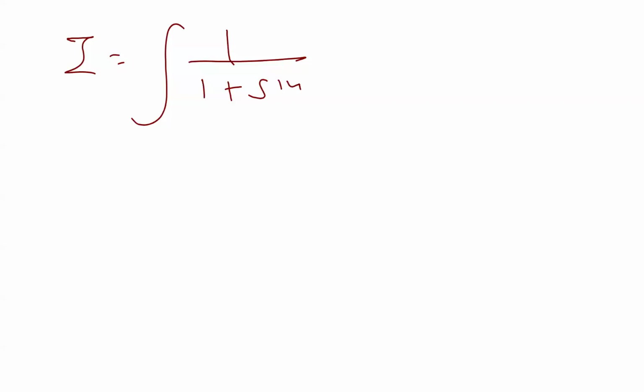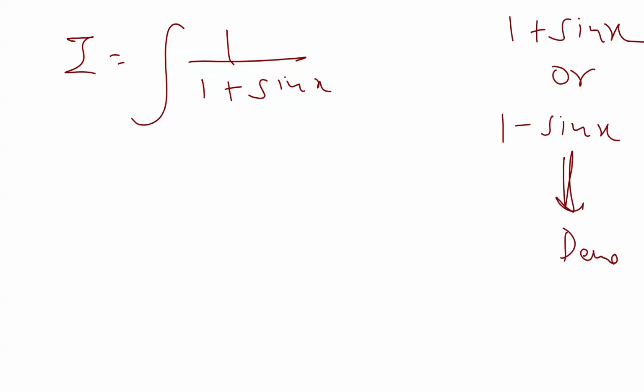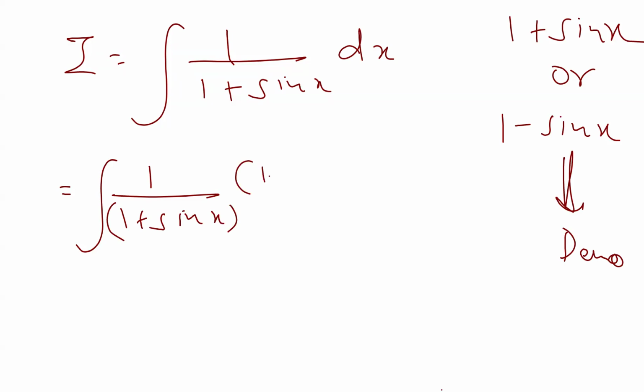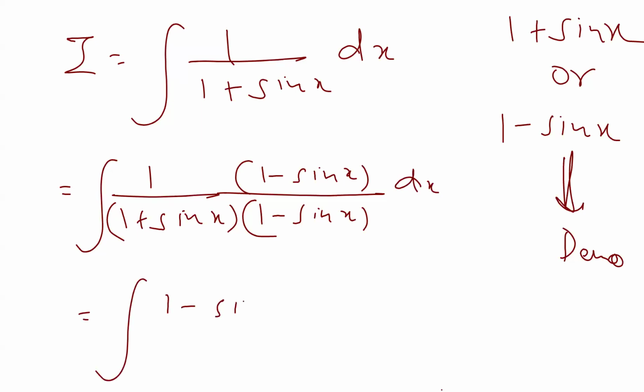Integration of 1 upon 1 plus sin x. Now just remember, whenever there is 1 plus sin x or 1 minus sin x in the denominator, always rationalize. I'm not talking about the numerator, it's in the denominator. So rationalize the denominator, 1 plus sine, 1 minus sine only. If it is in the denominator, rationalize. Guys, what is 1 plus sine x into 1 minus sine x?